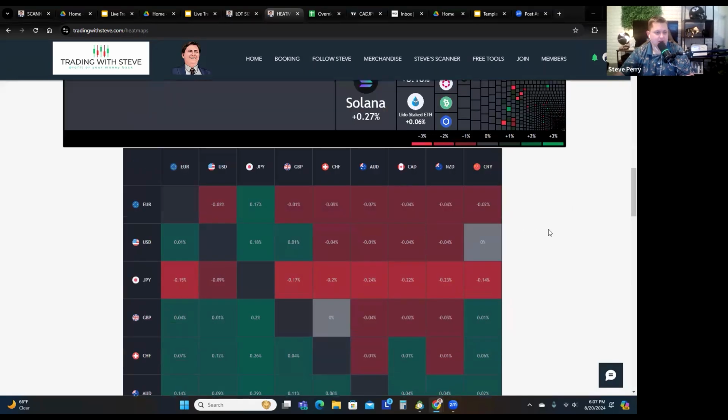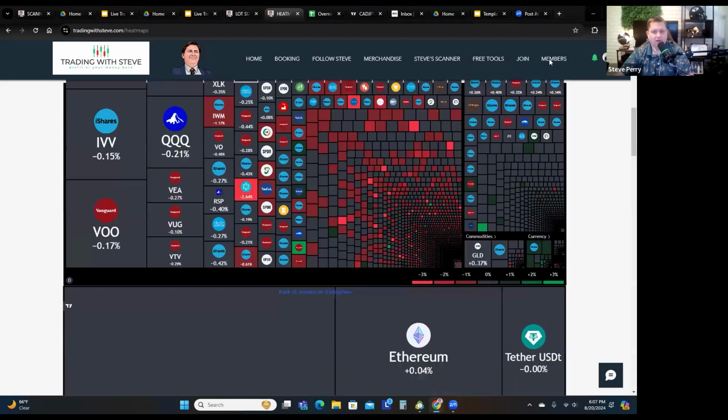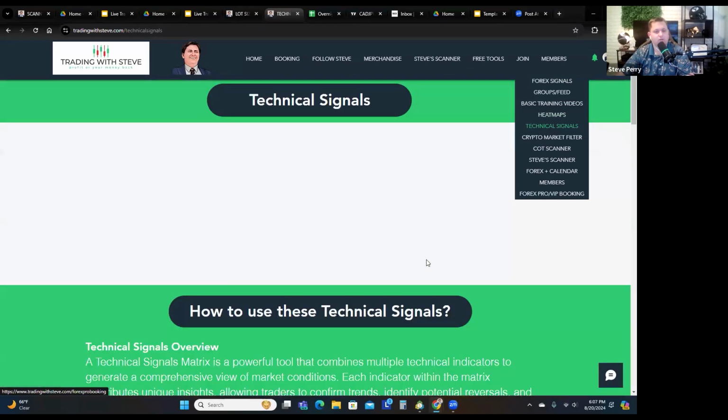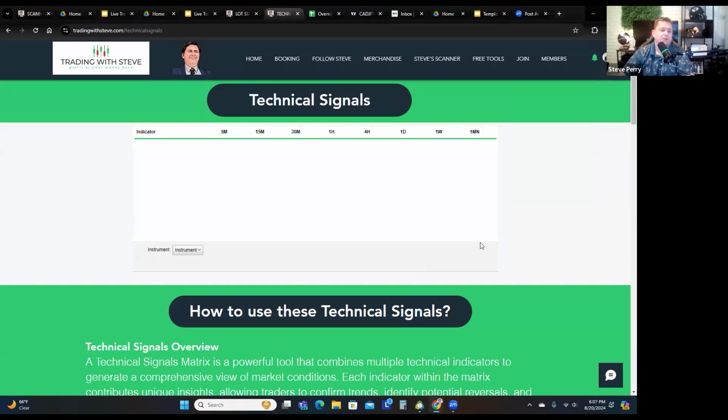All right. Let's see. Oh, and is there one more thing? Oh yeah, there's this right here. This is called technical signals. This is pretty cool. This is actually very useful for somebody who wants to do some scalping. I added this little matrix. Let me see if I can get it.